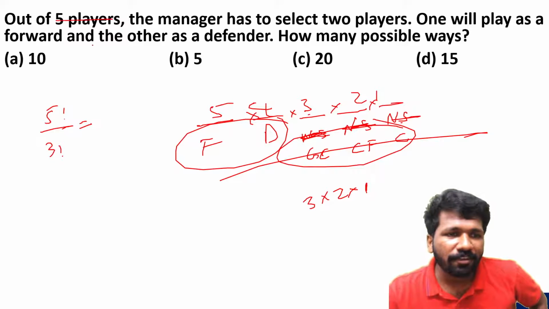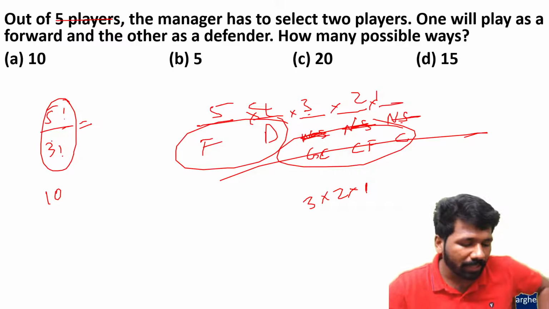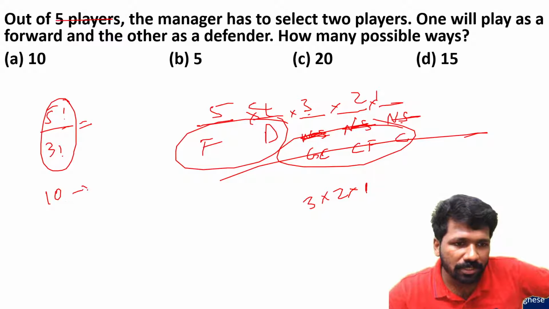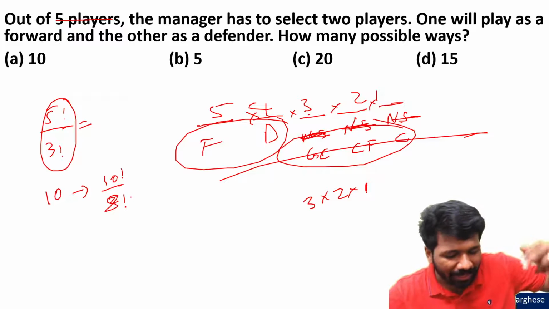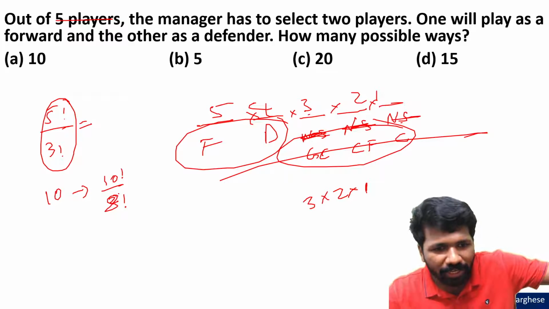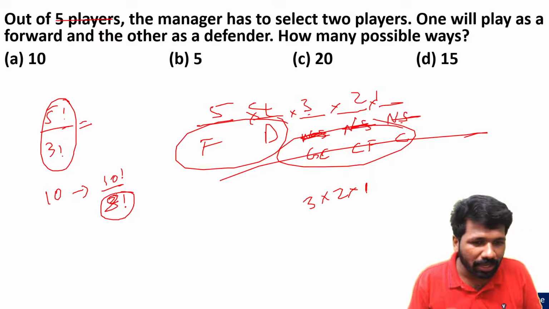So instead of 5 players, if it was 10 players, how can you write it in this format? 10 players means 10 factorial divided by 8 factorial. Why 8 factorial? We need only 2 people. The remaining 8 people are not needed. That is why we are dividing them and cancelling them out. Are you getting this point?